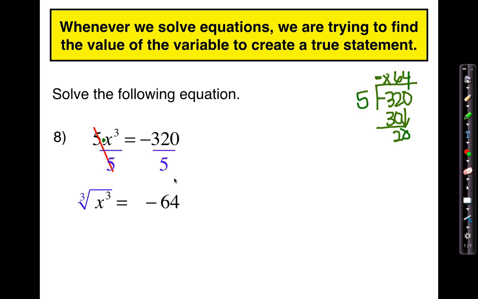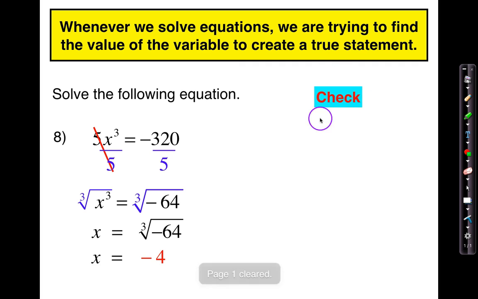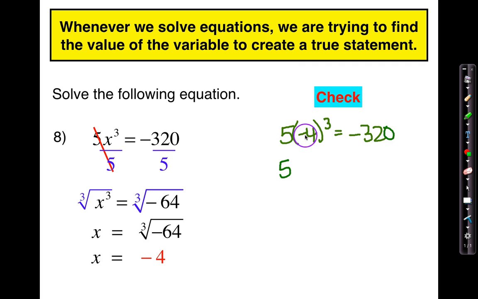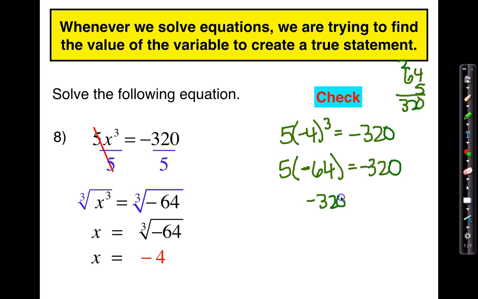So what you're going to have to do is take the cube root of both sides, and my answer is x equals negative 4. Now, real quick, let me check my work. 5 times negative 4 cubed equals negative 320. Here, we're going to have to cube the negative 4. That's going to leave me with a negative. 4 times 4 is 16. 16 times 4 is 64. Now, does this work? Let me show you real quick. 64 times 5, that's 20, 30 plus 2 is 32. So I do end up with negative 320 equals negative 320.